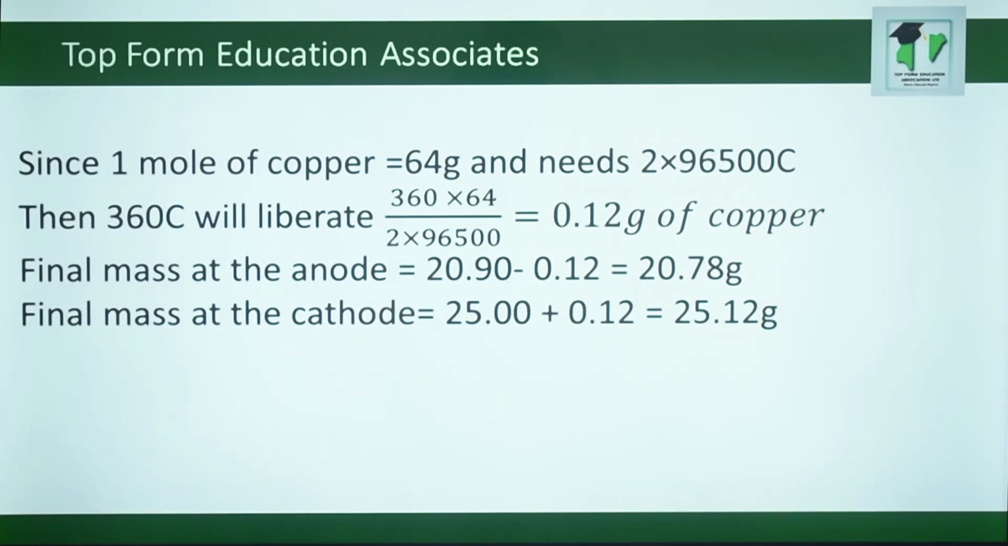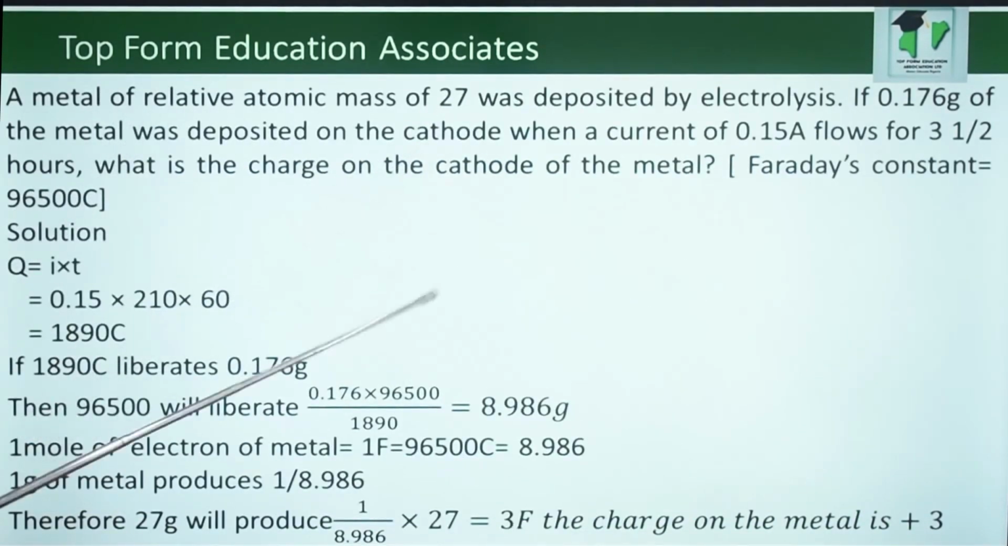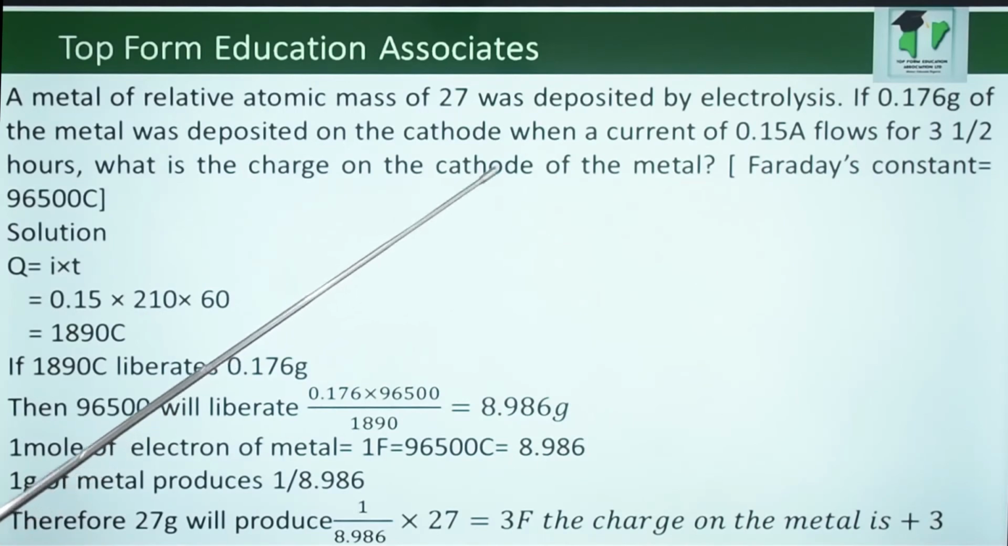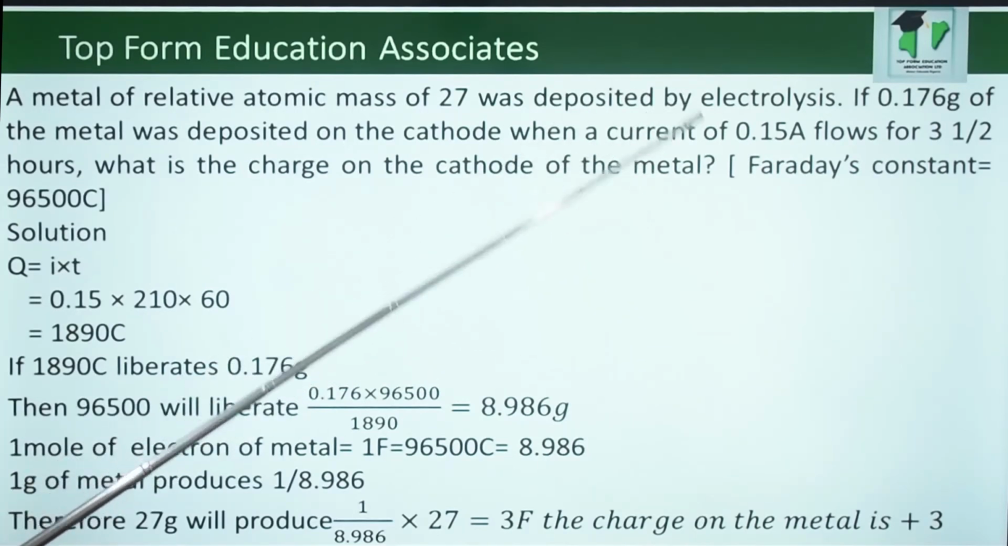us 25.12 gram. A metal of relative atomic mass of 27 was deposited by electrolysis. If 0.176 gram of the metal was deposited on the cathode, when a current of 0.15 amperes flows for 3.5 hours, what is the charge on the cathode of the metal? Faraday's constant is equal to 96,500 coulombs. Solution: Q is equal to I times T, and since we are given 0.15 amperes for 3.5 hours, we have 0.15 multiplied by 210 times 60 to give us 1,890 coulombs.